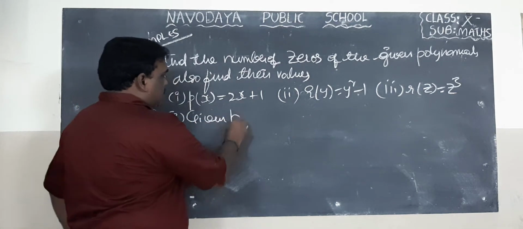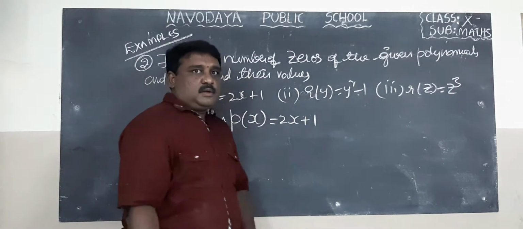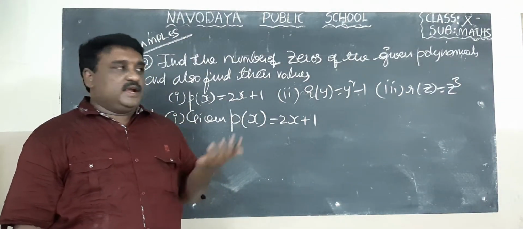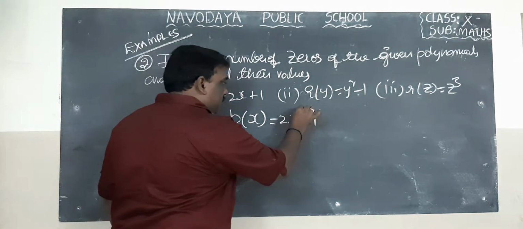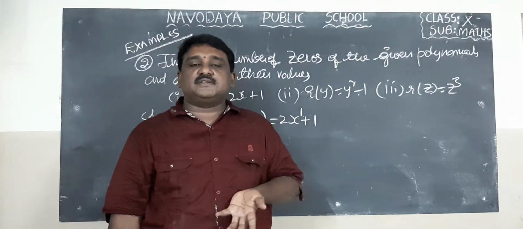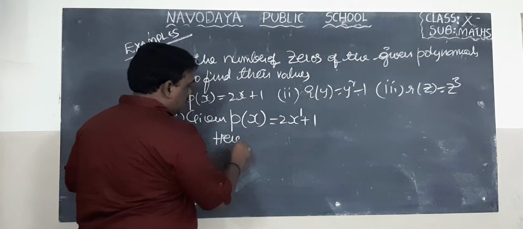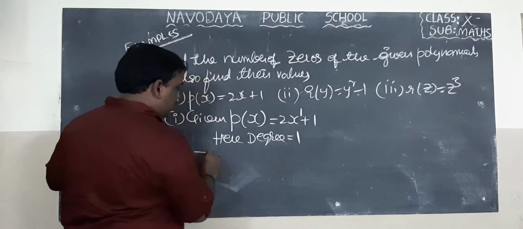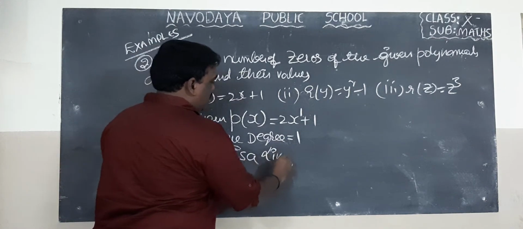Given p of x equal to 2x plus 1. It is a binomial because two terms are there. And what is the degree here? Degree 1. It is known as a linear polynomial. Okay? Here degree equal to 1 implies it is a linear polynomial.